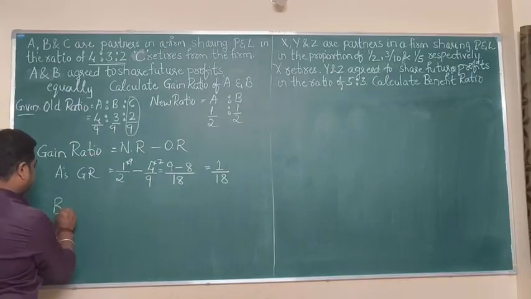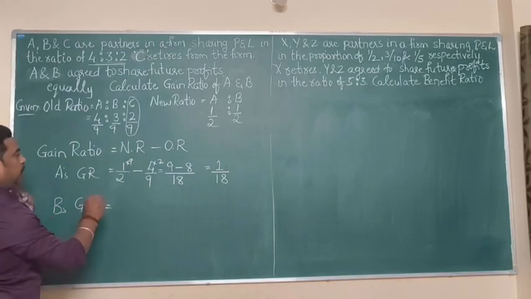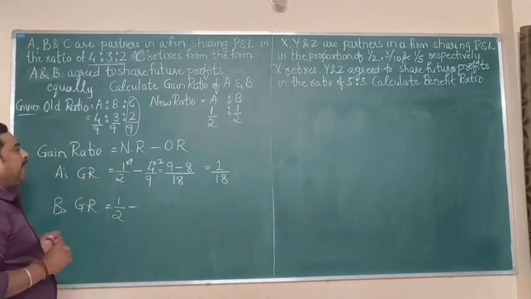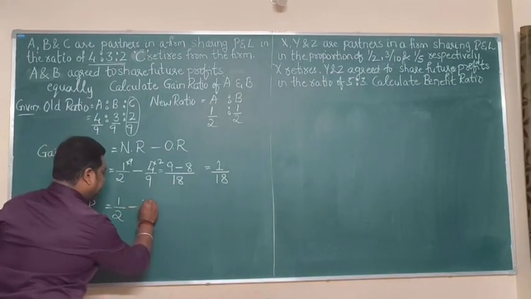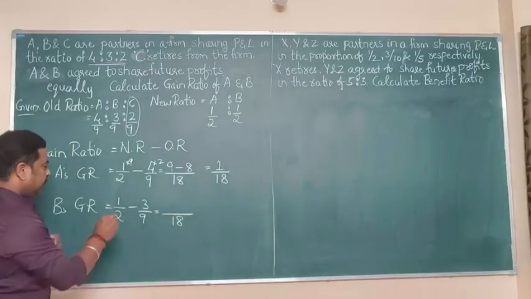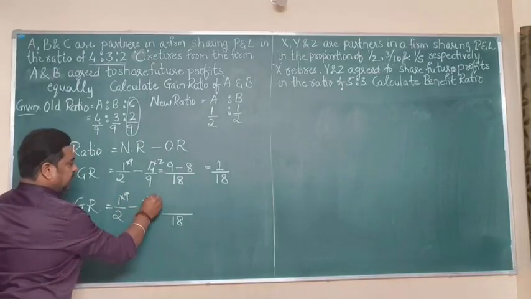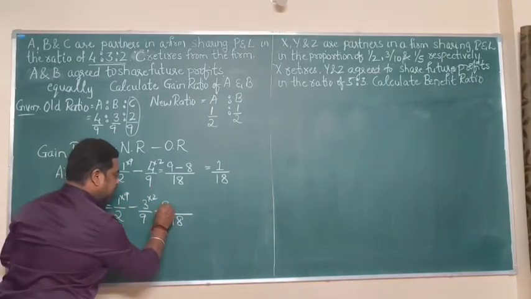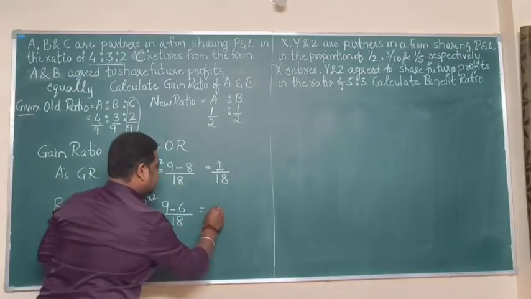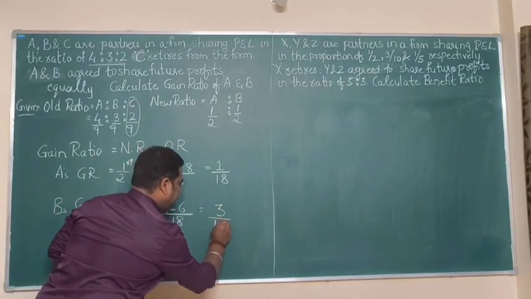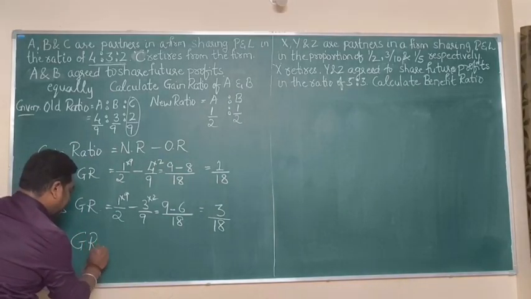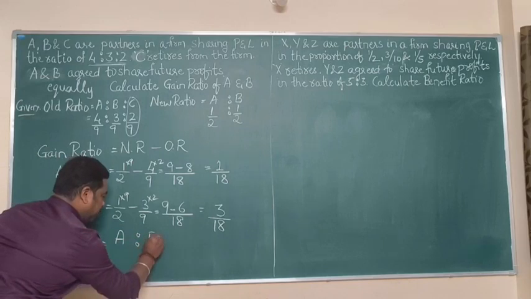Similarly, B's gain ratio is equal to, what is B's new ratio, students? 1/2 minus, what is B's old ratio? It is 3/9. Common LCM is 18. Same: 1 9 is 9 minus 3 2s are 6. 9 minus 6, it is 3. 3/18. Okay. So, gain ratio is equal to A is to B.